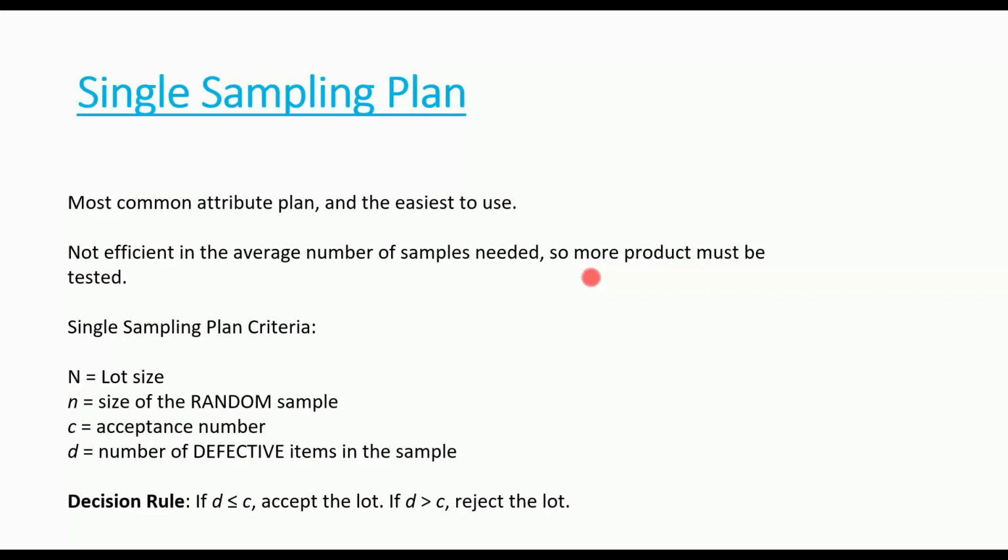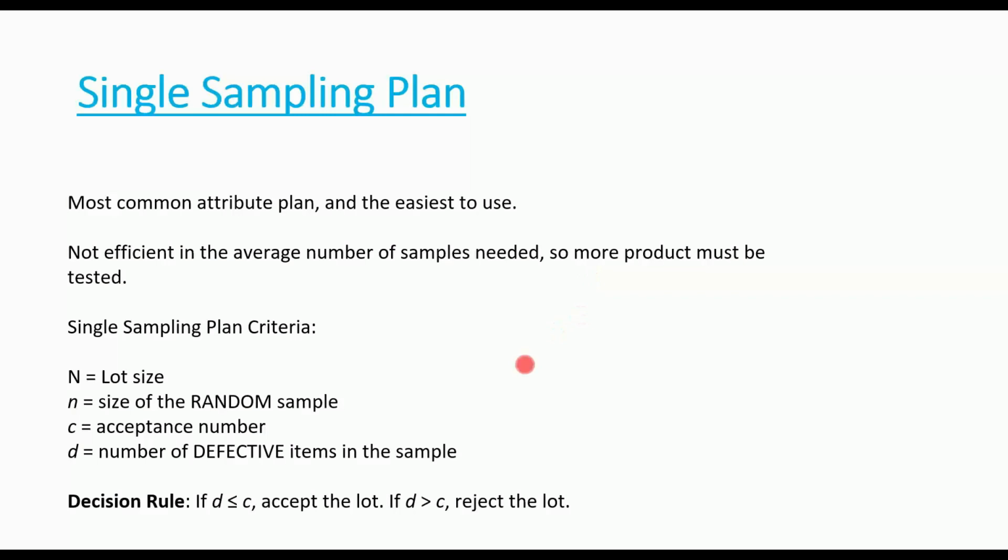More product must be tested than with a variables sampling plan. Okay, and I'll show you some of the other plans too. The other plans, though, get more difficult, and as they get more difficult, they just get ridiculously so. So just do the single, and I'll tell you a little bit about that as we go through.